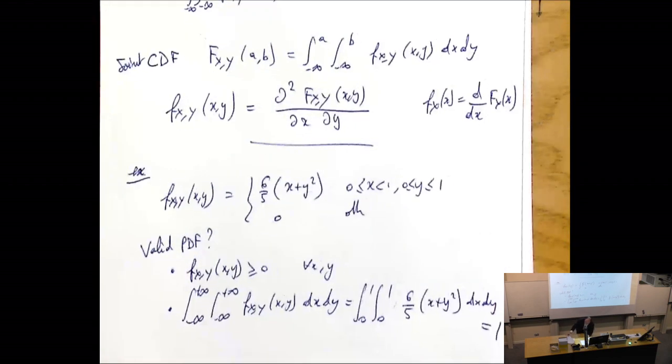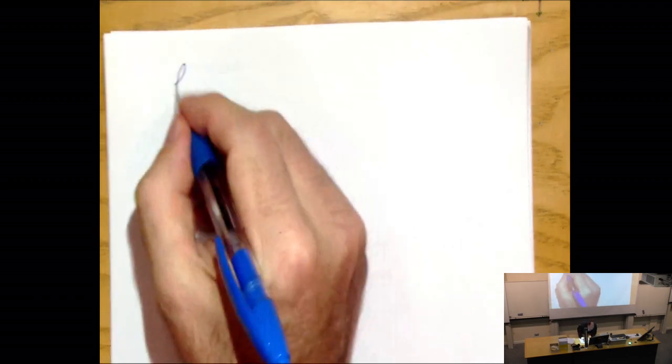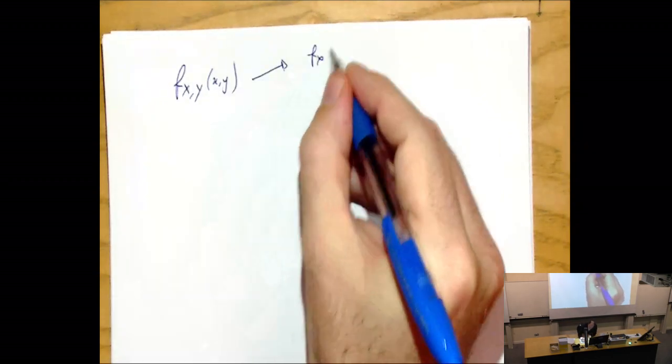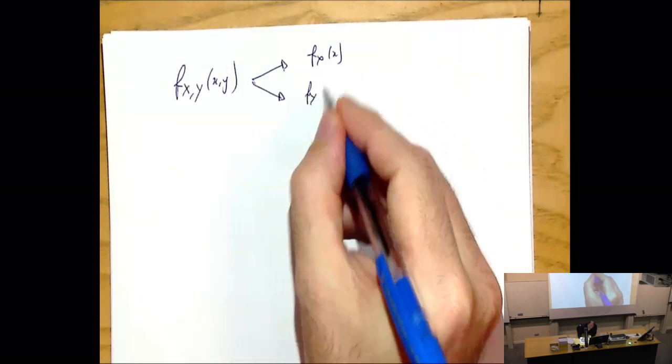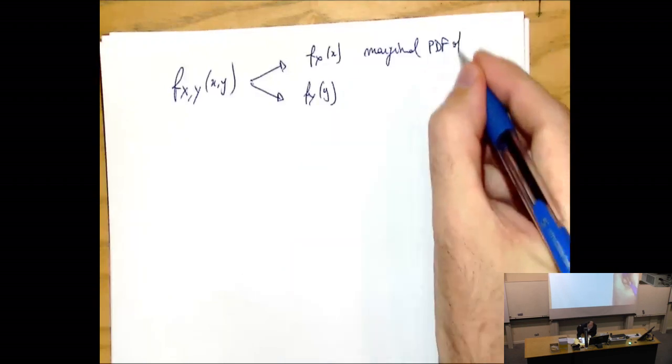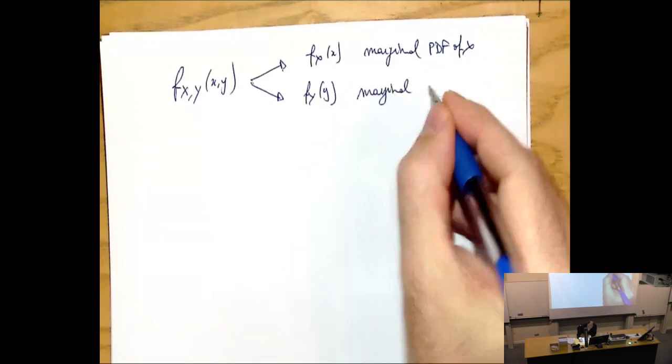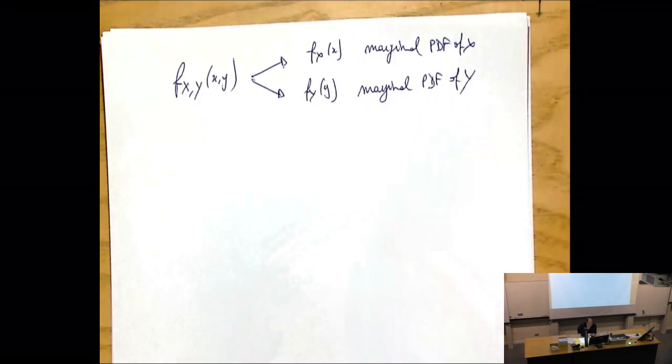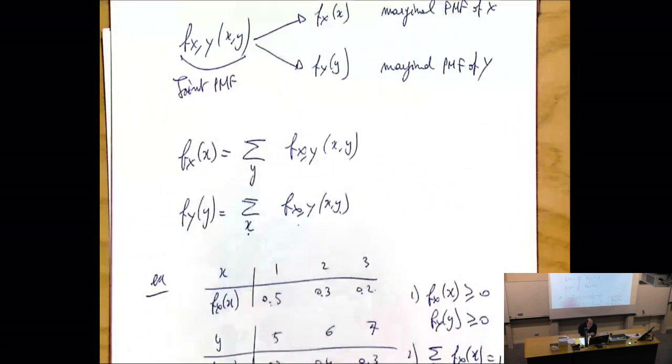Okay, so with this, we know how to play with joint CDF and joint PDF. Similar to what we had before, how do we get the marginal of x and y? That's an interesting and important question. If I have the joint PDF of x and y, how do I get the marginal of x and how do I get the marginal of y? This is the marginal, not PMF, but PDF of x. This is the marginal PDF of y.